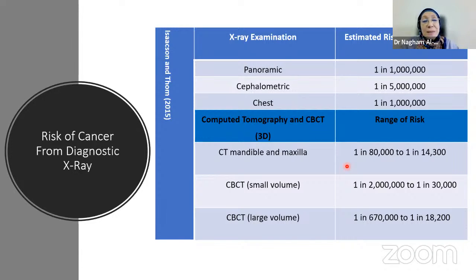And the reason for that is that the 3D machines, whether it's CT or CBCT, have lots of variation, even for the same field of view, as we discussed a while ago. So for a CBCT of small volume, the risk of developing cancer could be 1 in 2 million and up to 1 in 30,000, which is a considerable risk.